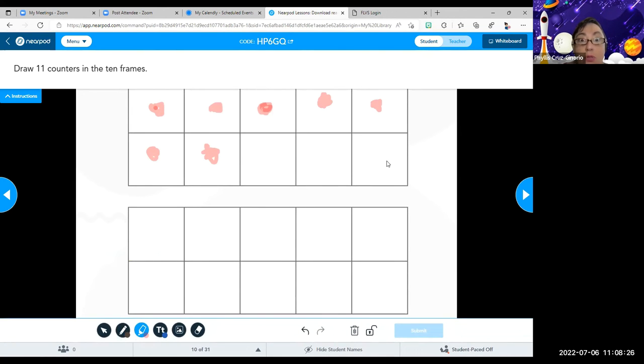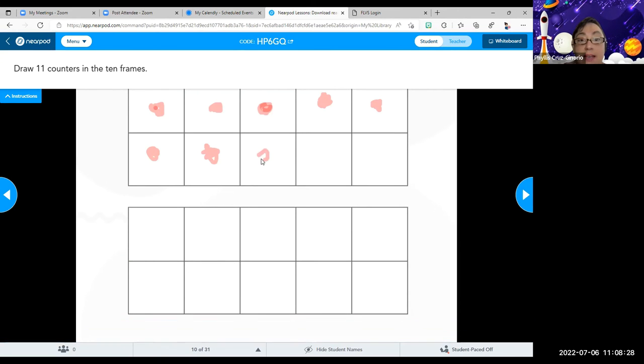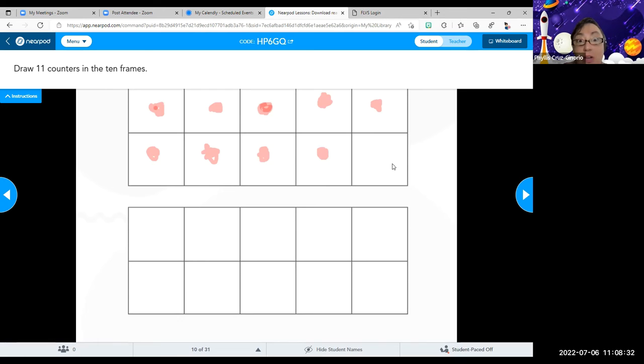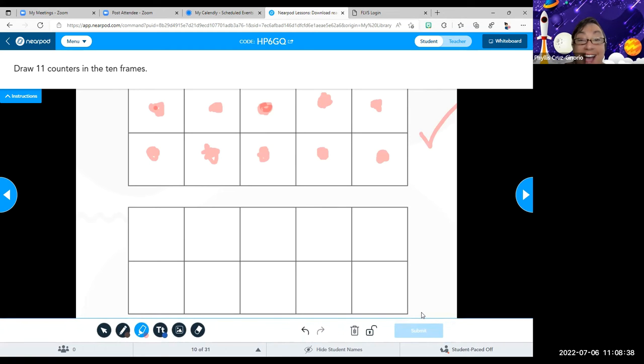7. We're so close. Look how close we are to finishing the 10. 8. 9. What comes after 9? 10. We have a 10. But wait, we wanted to get to the number 11. Look at the directions. We have our 10 frame.